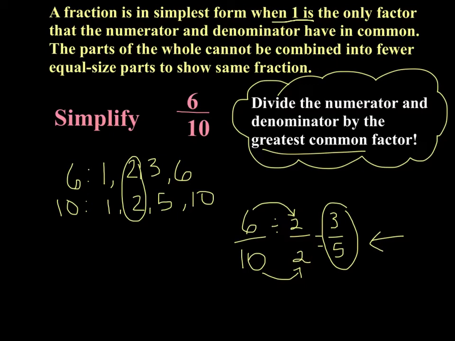So how do you simplify a fraction? You divide the numerator and denominator by the greatest common factor.